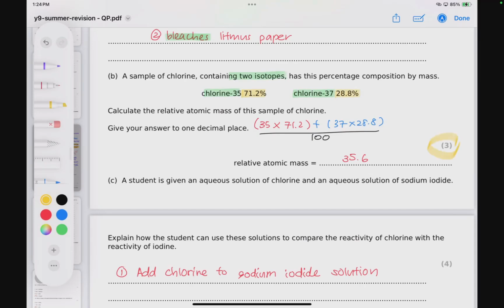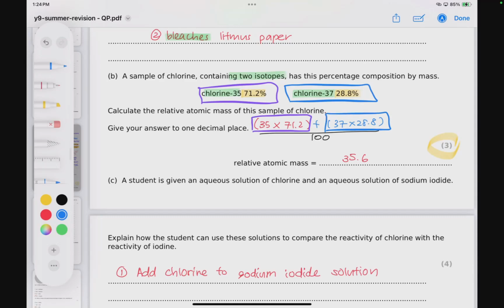So to do this 3-mark question, what you need to do here is to appreciate that 71.2% of the time chlorine exists as 35, so that's your first step. And then the next step here is appreciating that chlorine 37 exists with about 28.8% of the time. So multiplying each of the values, and then you add them up together, and then you divide by 100.